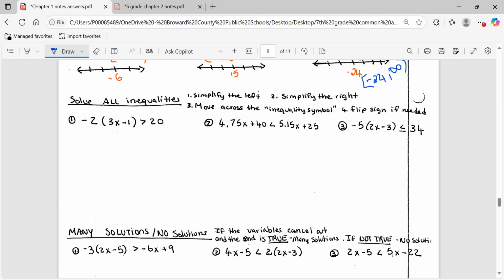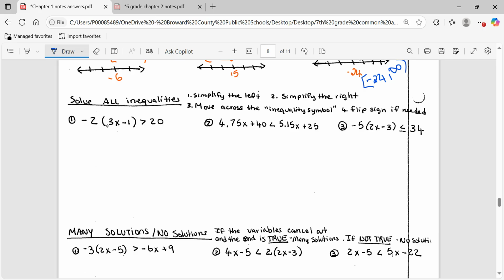In order to solve, I'm going to solve like I would any other day. I'm going to go ahead and simplify the left, simplify the right, and then move across the inequality symbol. It's the same as moving across the equal sign, but it's an inequality symbol. And remember, we're going to flip that sign if needed at the end for the most part.